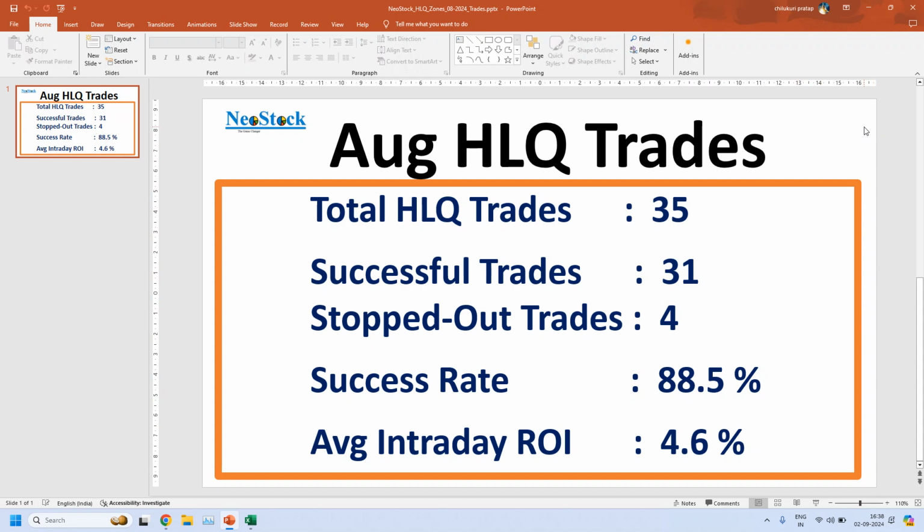Okay, hope we have a better month for September. Hope we will get more intraday ROI. Anyway, we are confident that the success rate will definitely be more than 80%. So that's proven for the last 11 months.